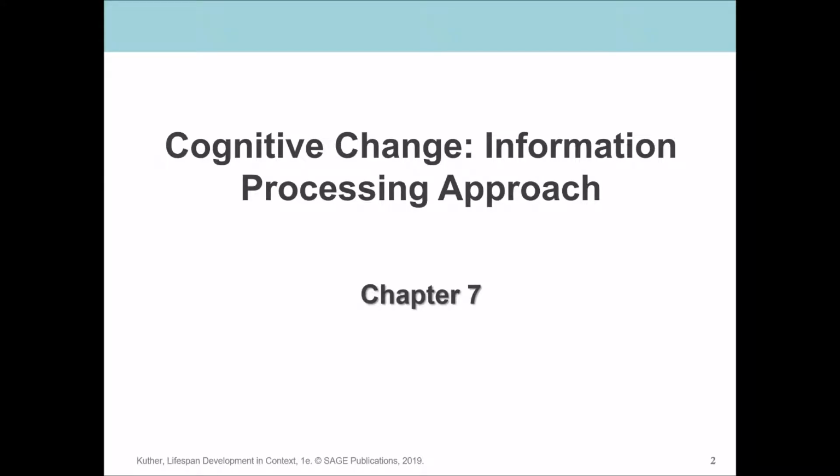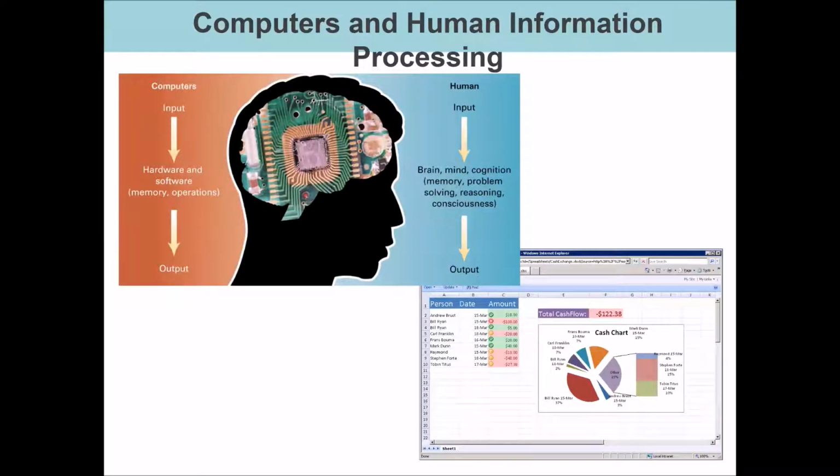Chapter 7 is about cognitive change. So again, we're talking about cognition, the way that people think and understand and reason and perceive, but it's a very different approach than the developmental approach that was taken by Piaget and Vygotsky. Instead, this is an information processing approach. So we'll be talking about things like memory and attention and processing of information.